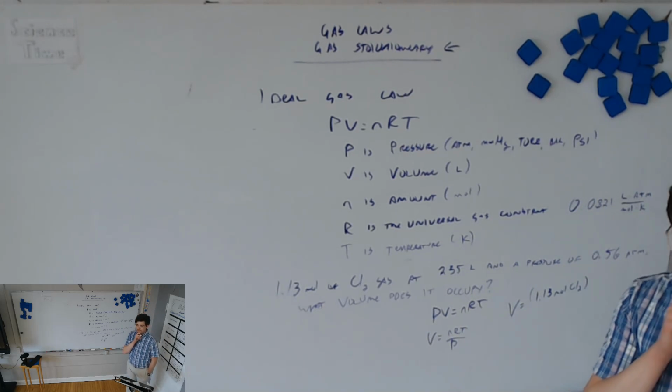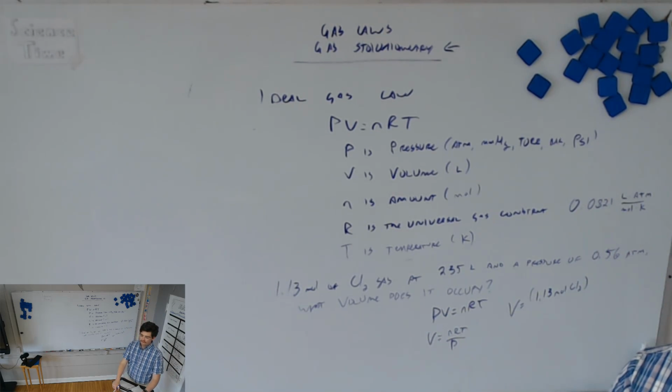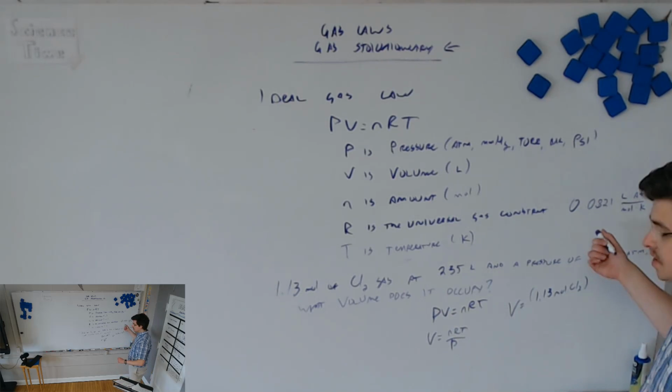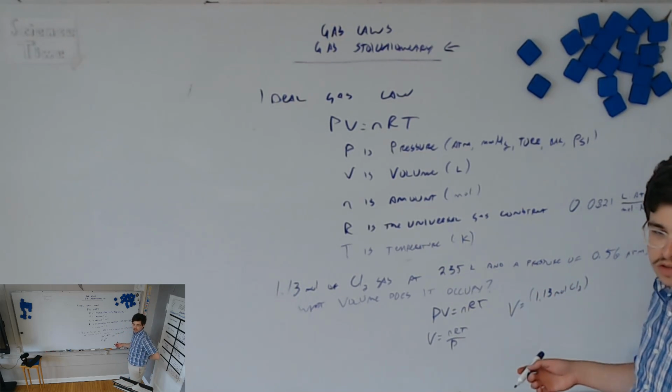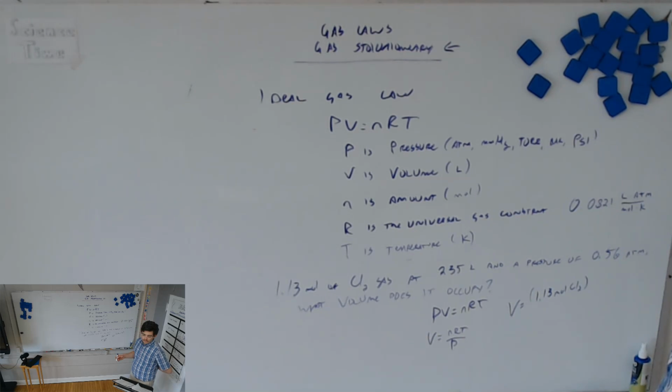Which R am I going to use? All the ones you're given are in liters. It does exist in others. So how do I know if I'm going to use this or 8.314 from your book? There are three different ones your book gives you. How do I know which one to use? By what's being multiplied, right? So look at the unit.